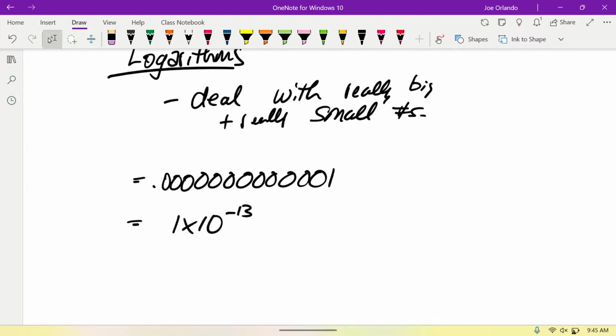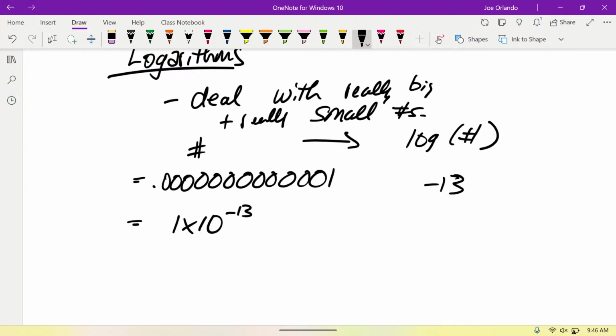Logarithms say, so this is the number. What if we took that number and actually made it into a smaller number? What if all we dealt with was we just said, this number is that? Does that make sense? What if we didn't worry about this? What if we just said negative 13, right? Now, we've taken a big number, or in this case, a really small number, and we've actually just turned it into a 2-digit number, right?